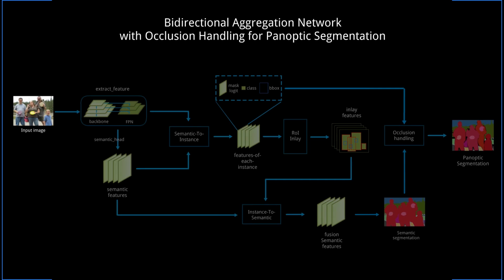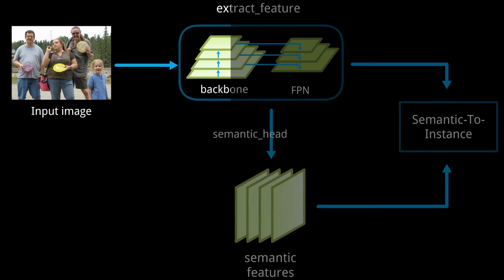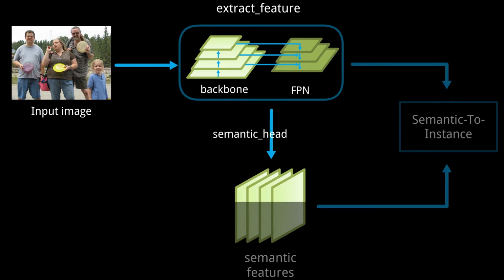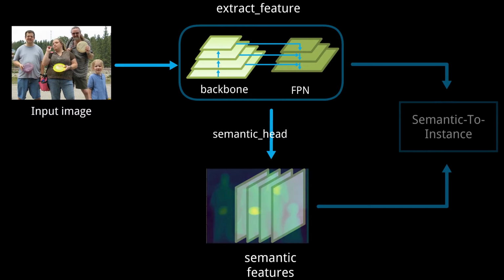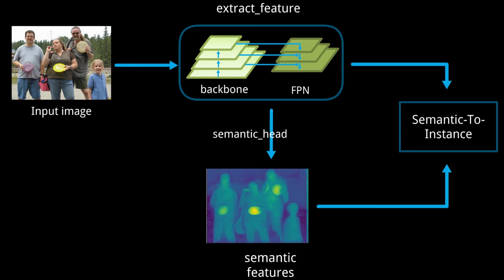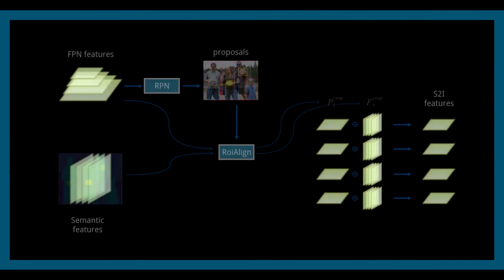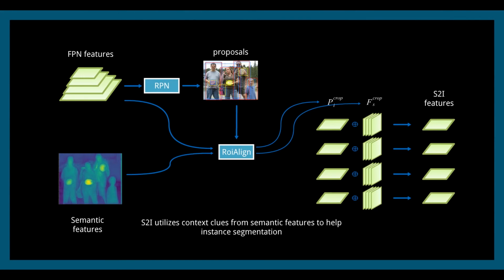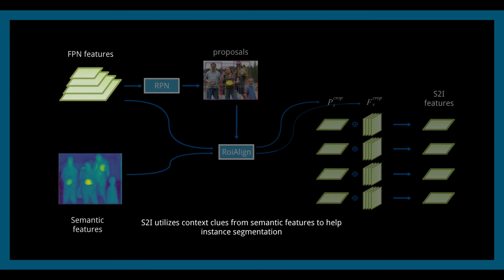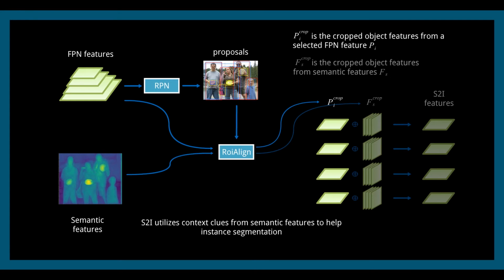The input image goes through a vanilla backbone and an FPN to extract shared features. The multi-level outputs of the FPN are fed into the semantic head to obtain semantic features. The semantic to instance module takes the semantic features and the FPN features as input. For each instance, it applies the ROI-aligned operation both to the semantic features and to the FPN features, and uses the addition of them as instance features.